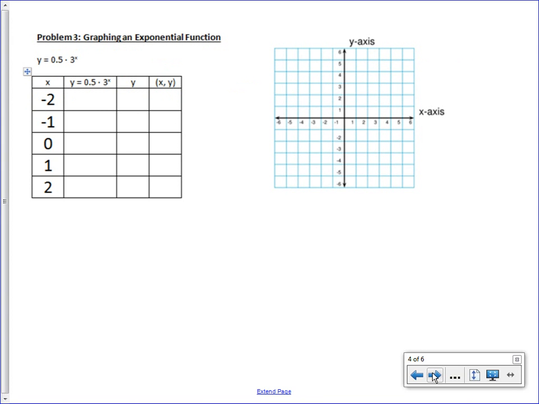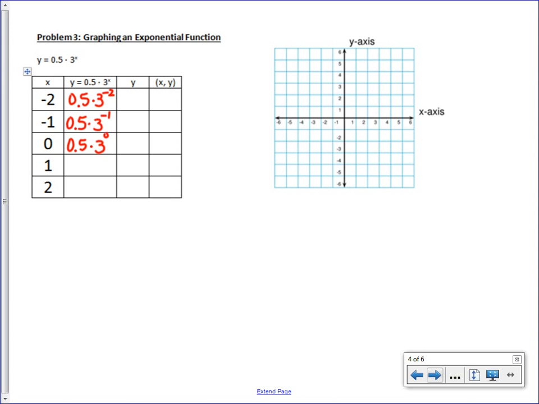All right, problem 3, graphing an exponential function. Again, this is something where you will want to use your calculator, and it's just a matter of substituting in your value of x into the function itself. So, for instance, in our first example, we're going to take 0.5 times 3 to the negative 2. In our next example, we'll take 5/10 times 3 to the negative 1. In our next example, we'll take 5/10 times 3 to the 0.